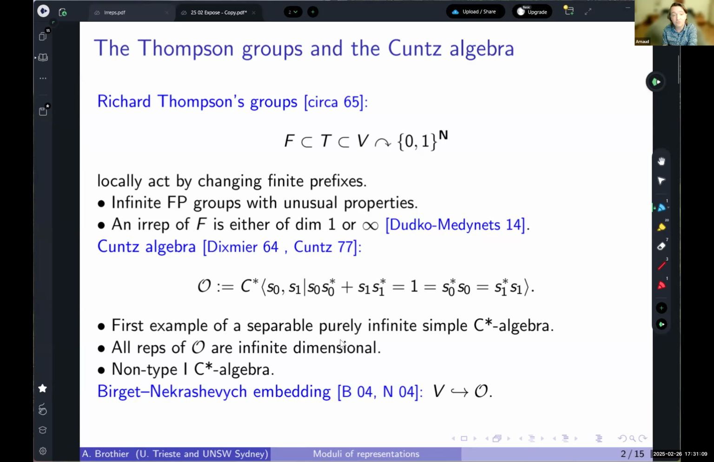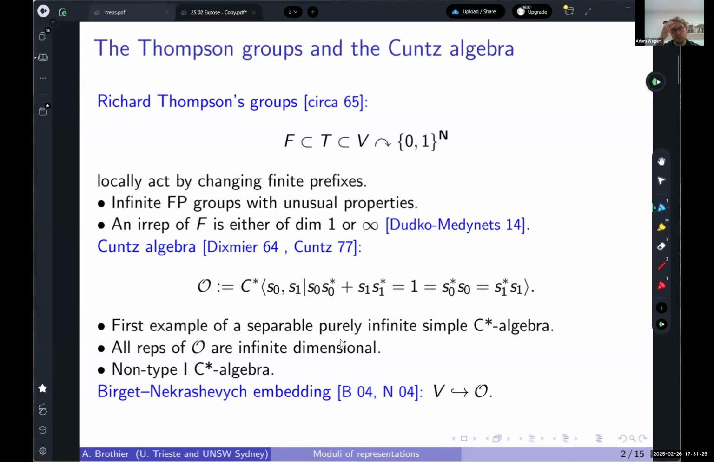Oh, because the Cuntz algebra is infinite dimensional, and then you're having your morphism. It has to be injective, so you get an injection. Yeah, you're right. Yeah, but so maybe probably, correct me if I'm wrong.